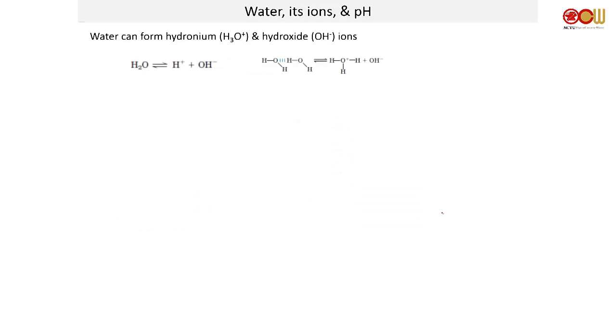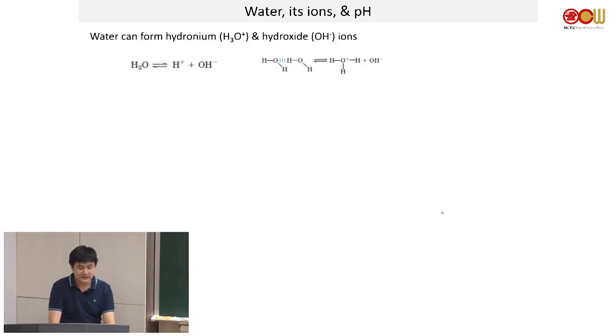Okay, so water. When I was an undergrad, I spent like 2 months on water. That's kind of crazy. So we're only going to spend like 20 minutes or something like that. Water can form hydronium and hydroxide ions. That's actually an equilibrium. You go from water and split that into OH minus and H3O plus. So it's an equilibrium.